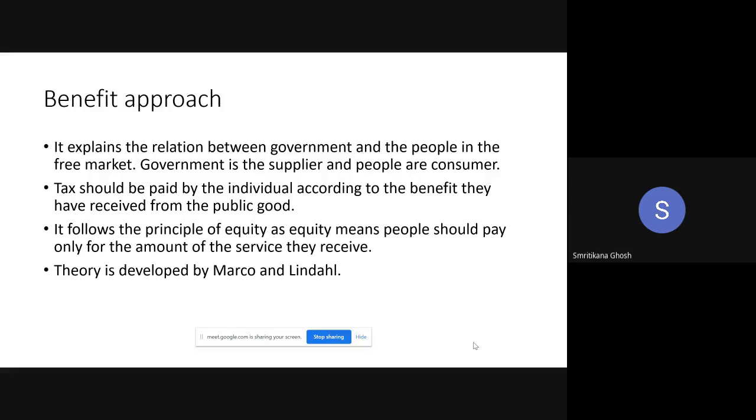Now the benefit approach. The first concept is the benefit approach. Apparently, it's very simple. Now, is there any question?